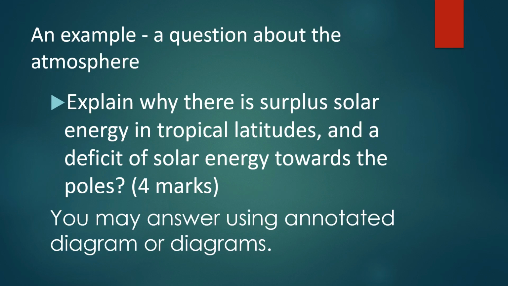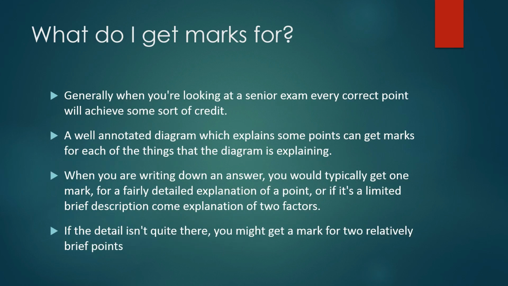So let's take a typical question in a geography exam. This is a question about the atmosphere. The question is, explain why there is surplus solar energy in tropical latitudes, and a deficit of solar energy towards the poles. You may answer using annotated diagram or diagrams. The mark allocation for this question is 4 marks.